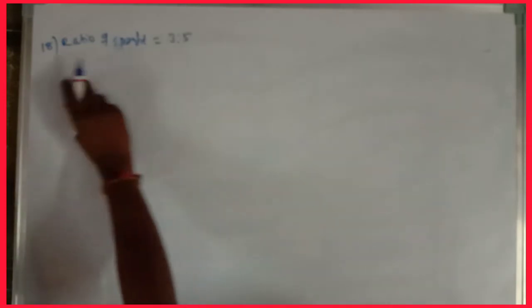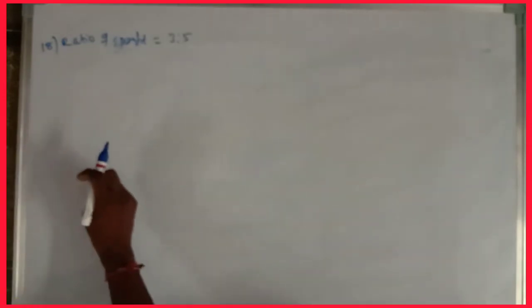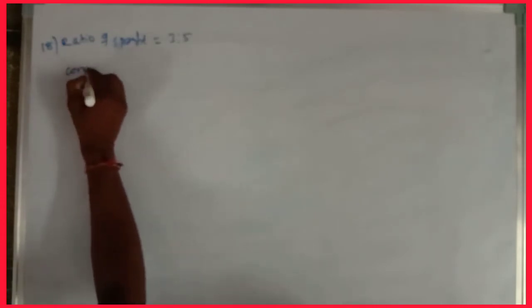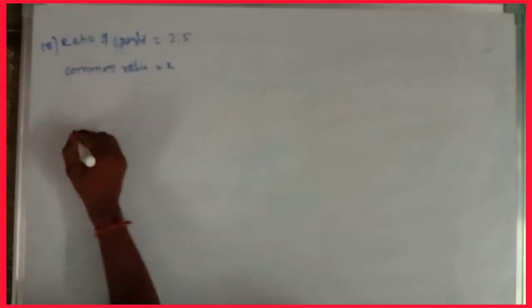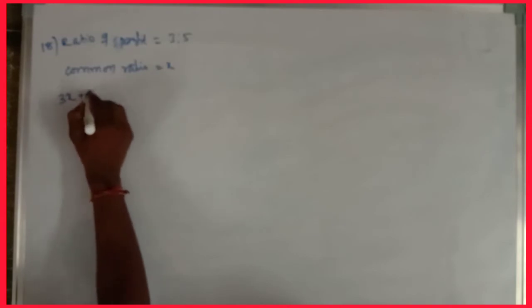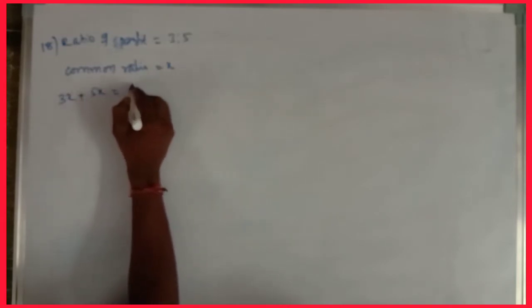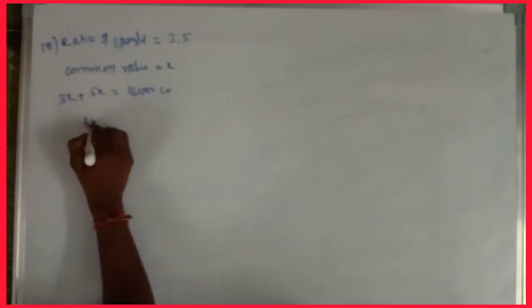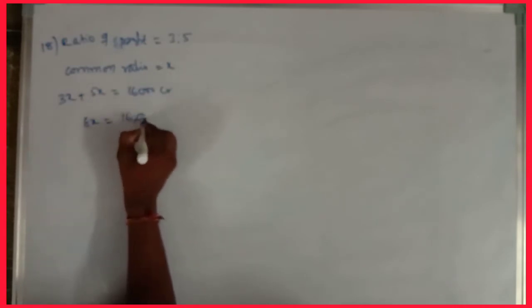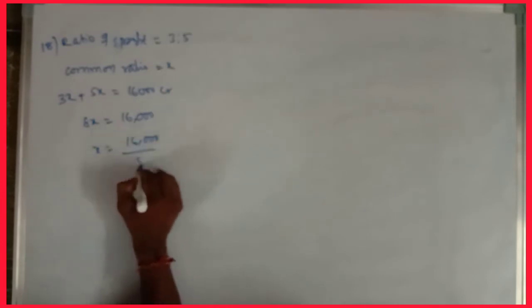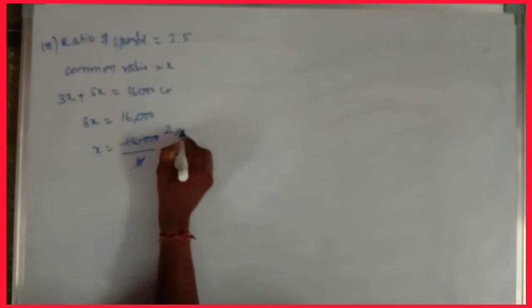So here I am taking the ratio of profit as 3:5. The common ratio I am taking as x. Then 3x plus 5x is equal to 16,000 crores. Now 8x is equal to 16,000 crores. Then x is equal to 16,000 by 8, which is 2,000 crores.